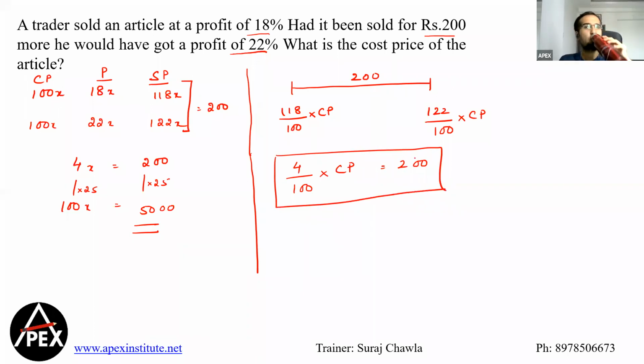The answer is 5,000. Either you can go with 4% is 200, then 100% is how much, or you can cancel here only. Clean shot. Clear, guys? Can I move forward?